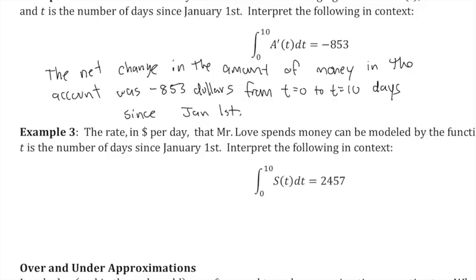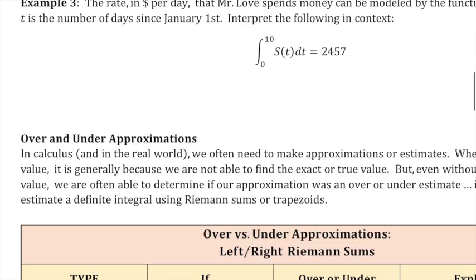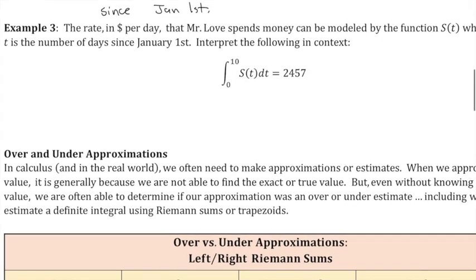And again, there's another way to say this. You could say from January 1st to January 10th, right? Because that would be 10 days after, but we just leave it like that so there's no mistakes made. Example 3, the rate in dollars per day that Mr. Love spends money can be modeled by the function.